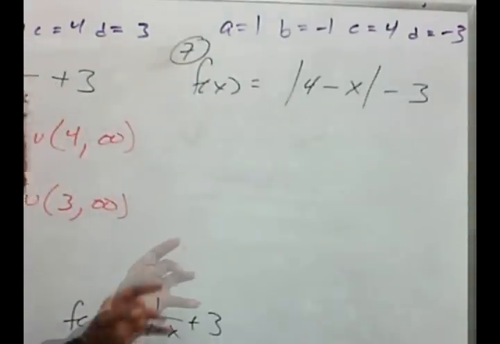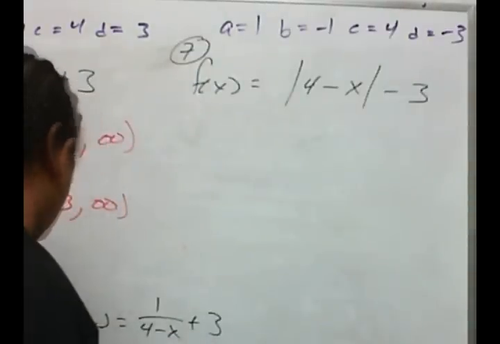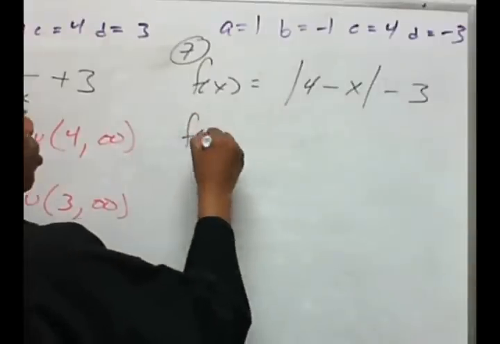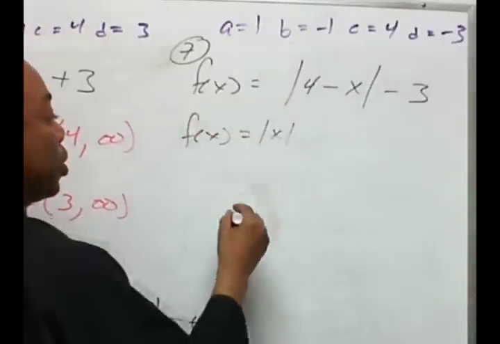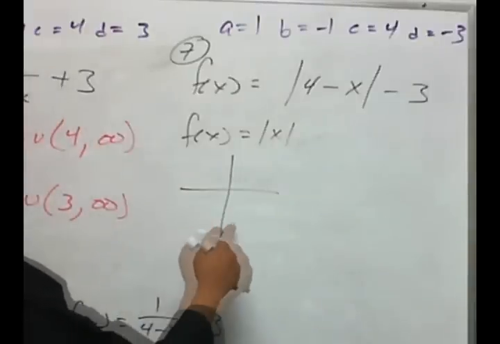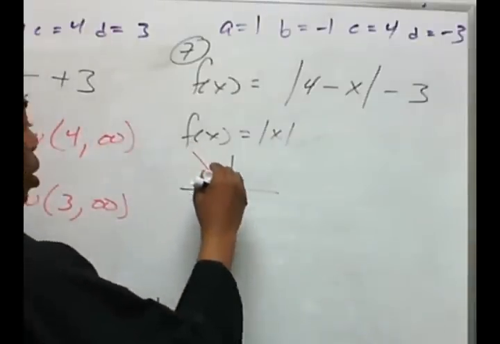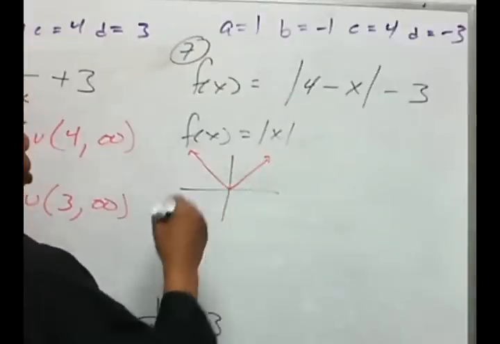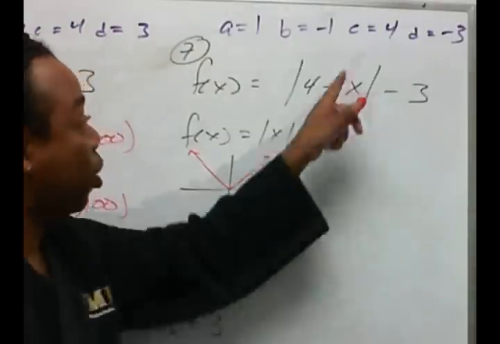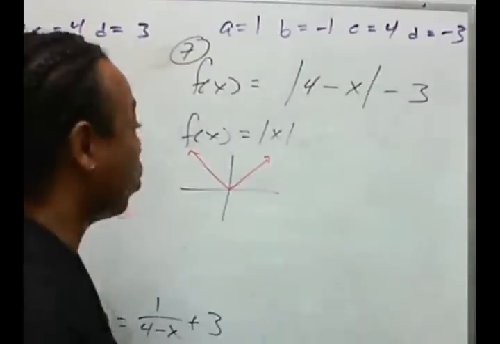After identifying the parameters, we want to strip all the parameters from the function, and that will leave the absolute value of x. We're going to graph that. The graph of this looks like a V, or has a V shape. Then I'm going to start putting my parameters back on one by one, starting with the c parameter, which is a positive 4.